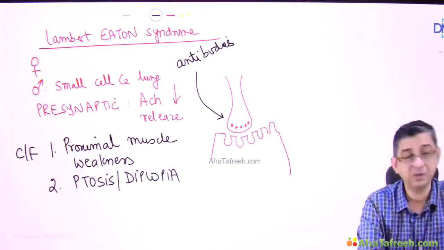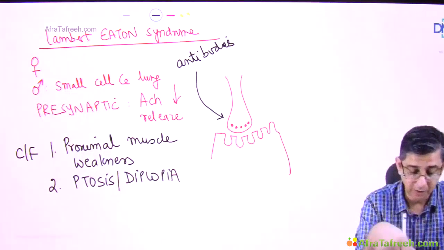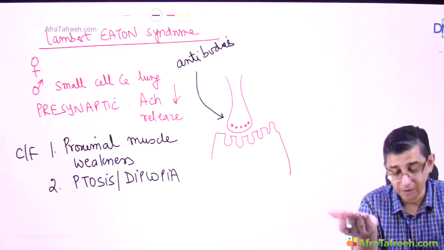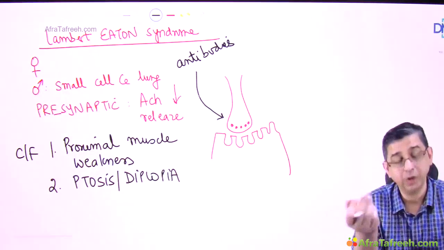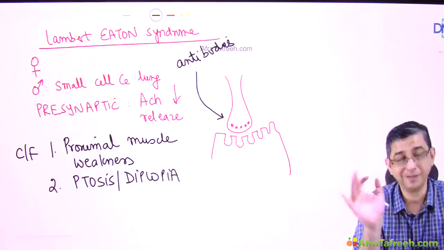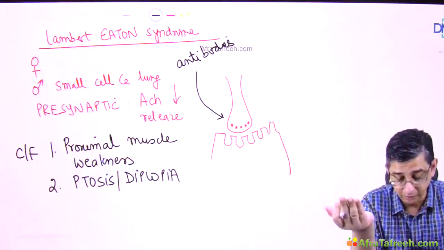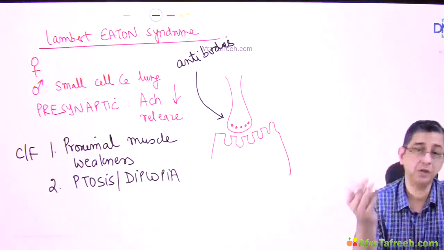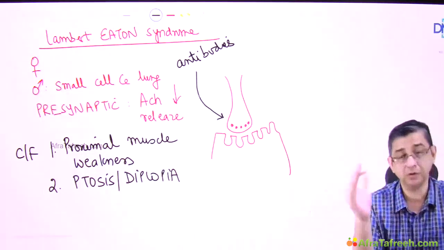So he might begin by saying a female. Remember, the incidence of lung cancer is mainly seen with male patients of Lambert-Eaton syndrome. In females, they may not be associated with lung cancer, so that way the prognosis will be better in females. But the question might begin by saying female, ptosis, diplopia, proximal muscle weakness. So it will sound like a question of myasthenia gravis only.